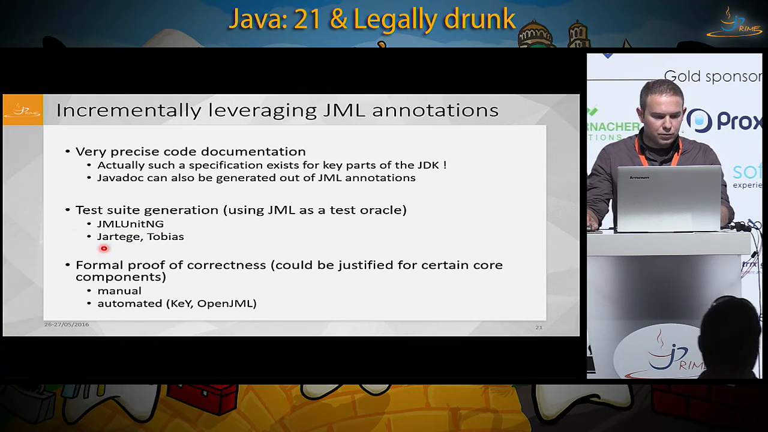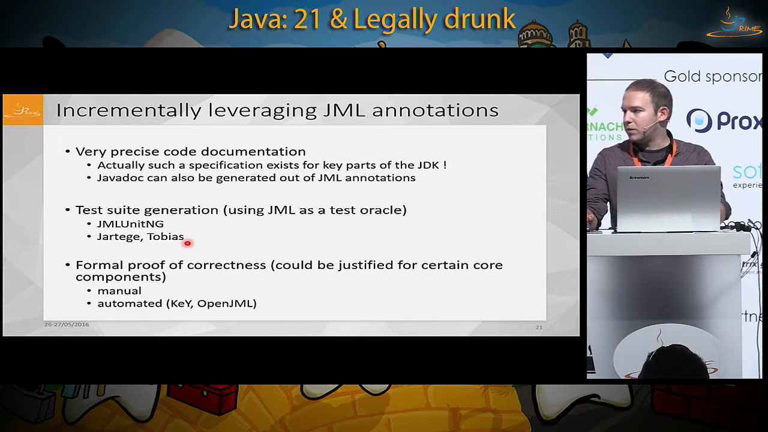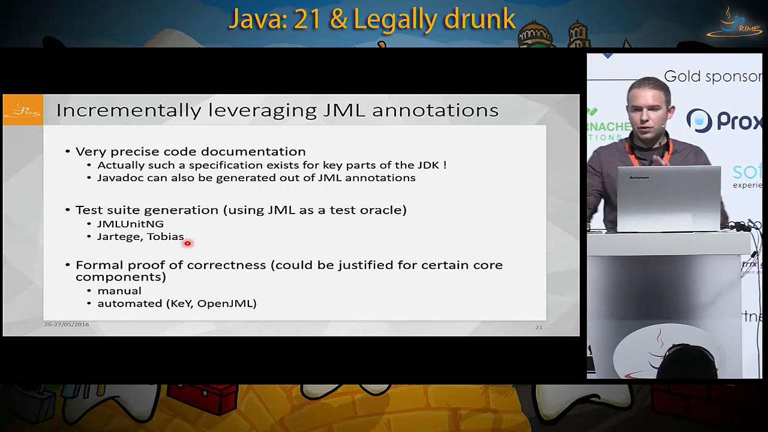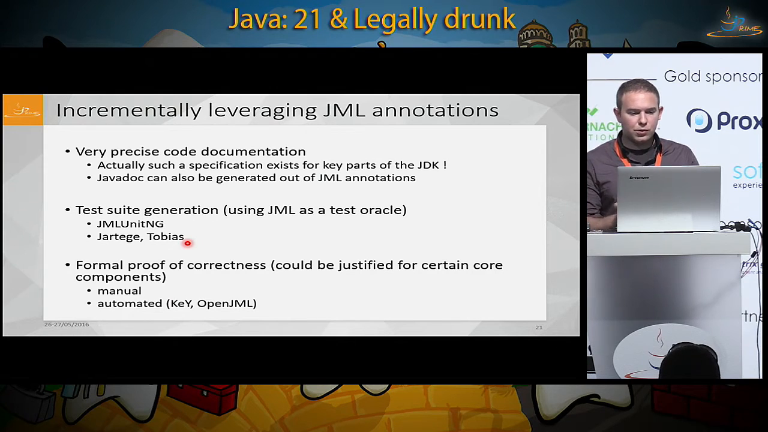There are two other frameworks which are a bit less mature, I would say, but they're interesting because they do some statistical testing. So they basically instantiate the object and then bombard it with different combinations of method calls and parameters. So this could allow us to discover any inconsistencies and discrepancies between the specifications and the implementation that we have.